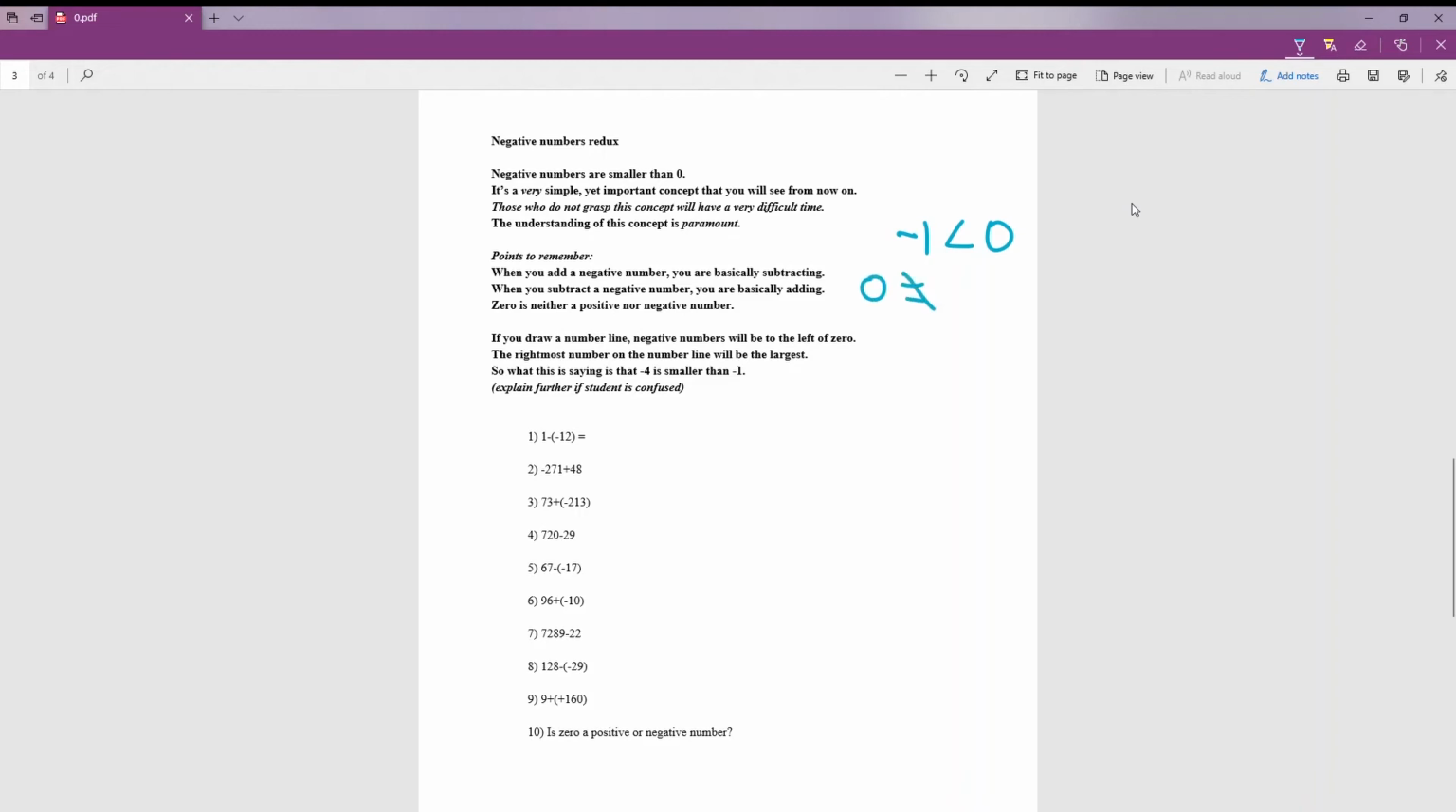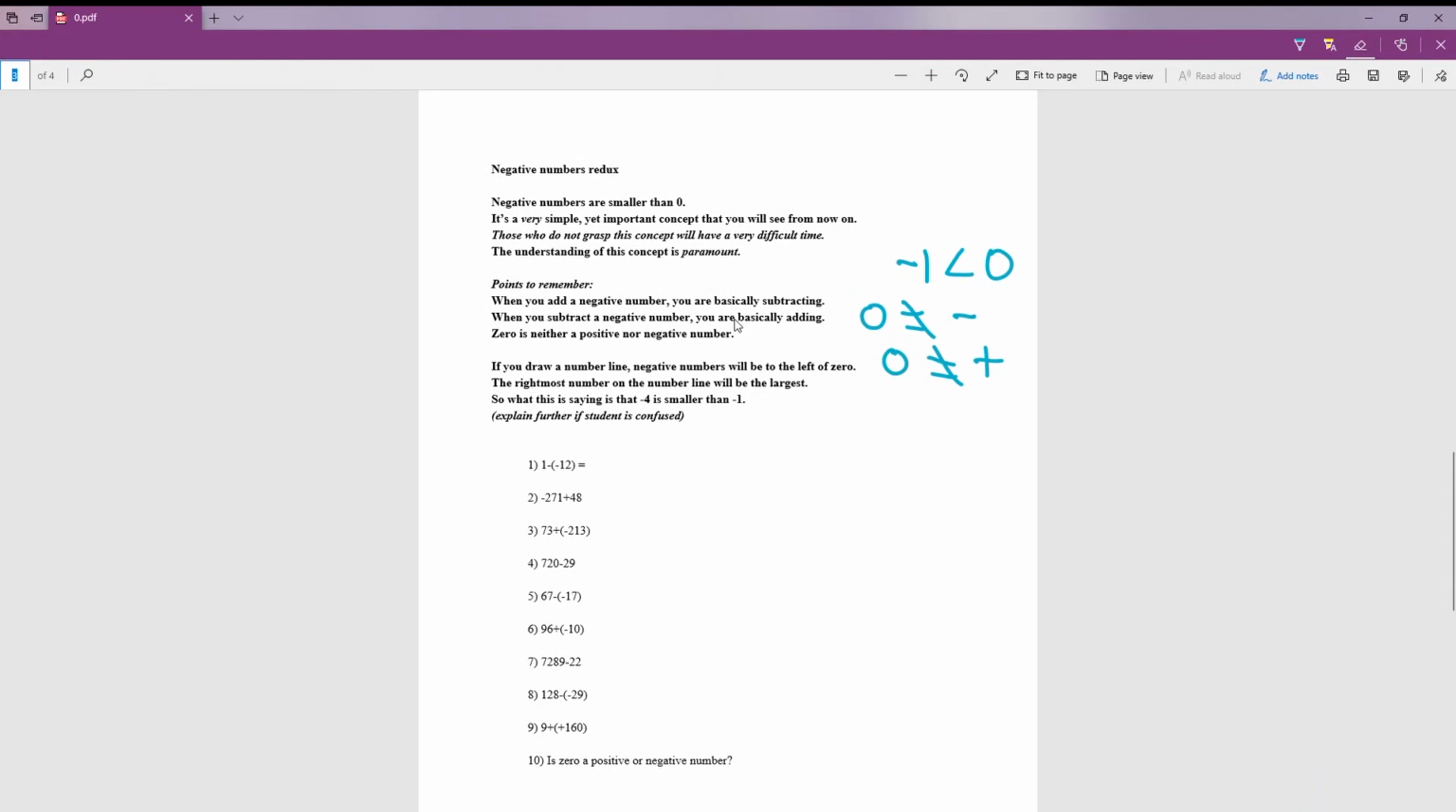If you draw a number line, negative numbers will be to the left of 0. The rightmost number on the number line will be the largest. So what this is saying is that negative 4 is smaller than negative 1.